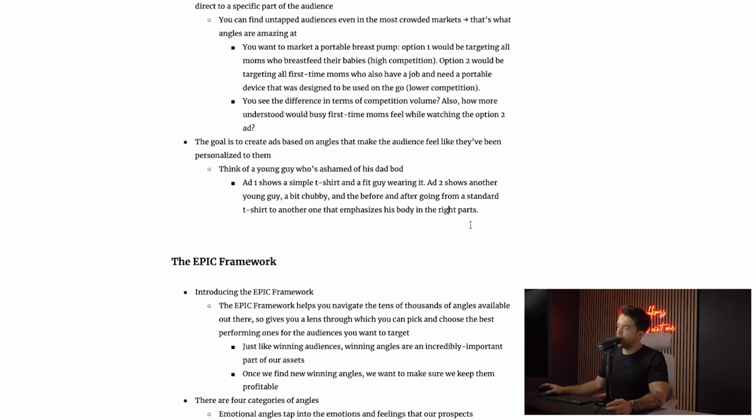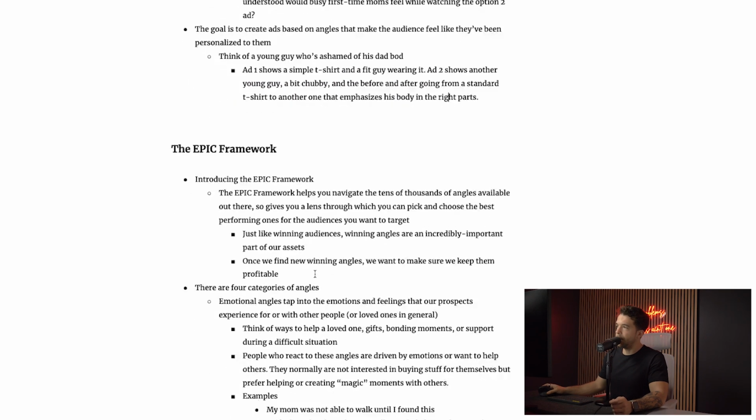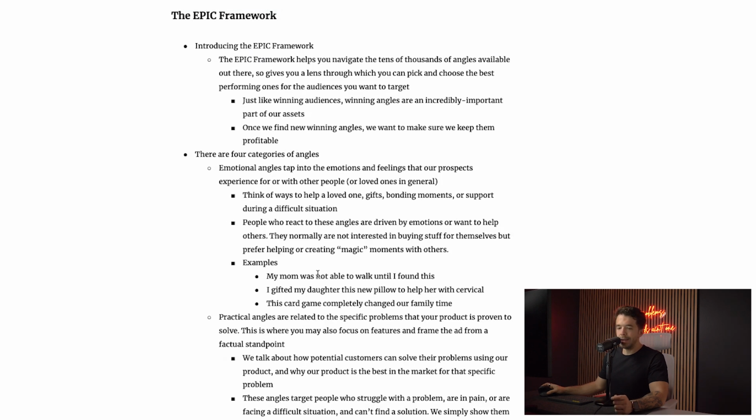This is where we move on to the EPIC framework. Now, the EPIC framework is something that we built internally, based on what gets people to take action, what gets people to start thinking about doing something. The EPIC framework helps you navigate the tens of thousands of angles available out there, so it gives you a lens through which you can pick and choose the best performing ones for the audiences you want to target.